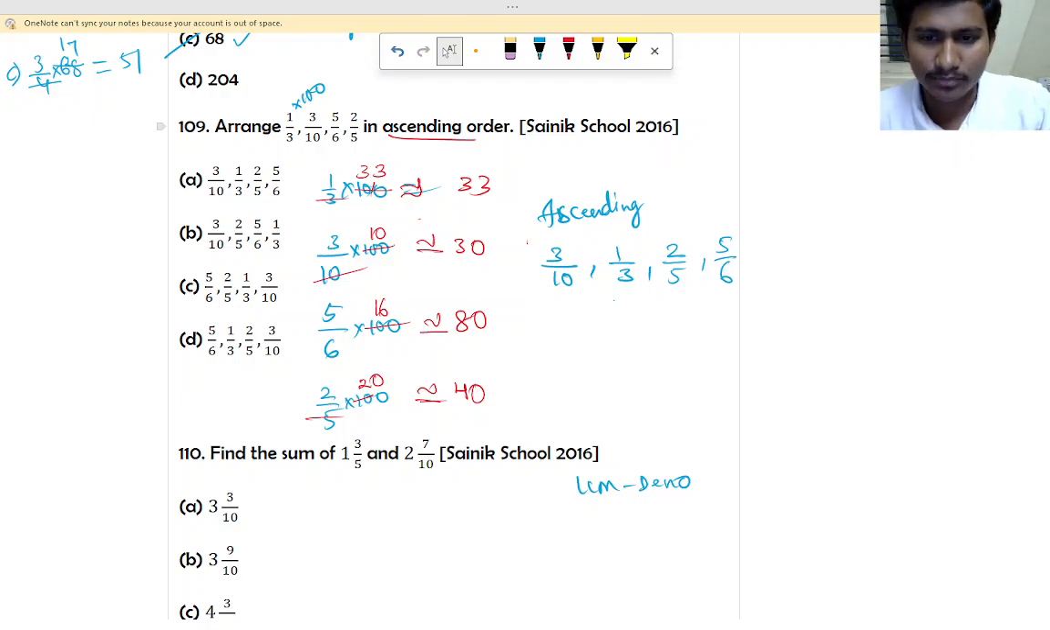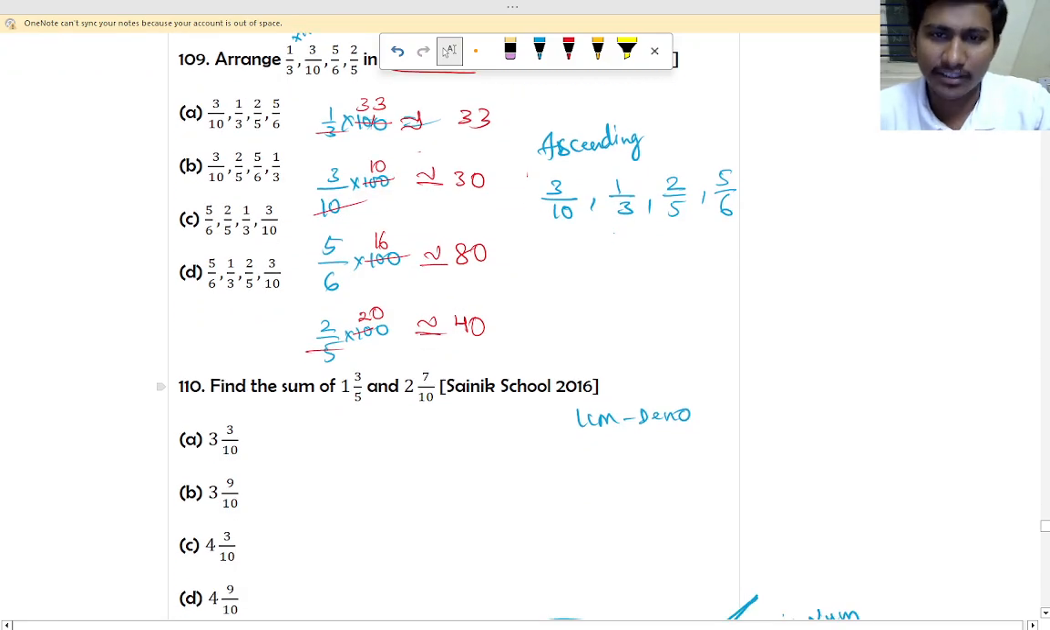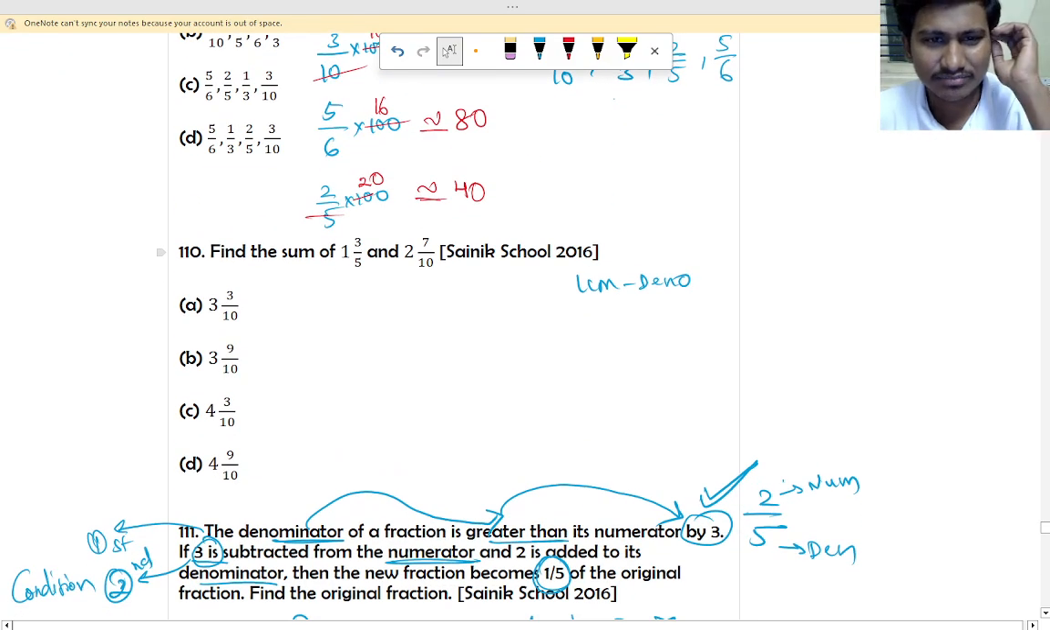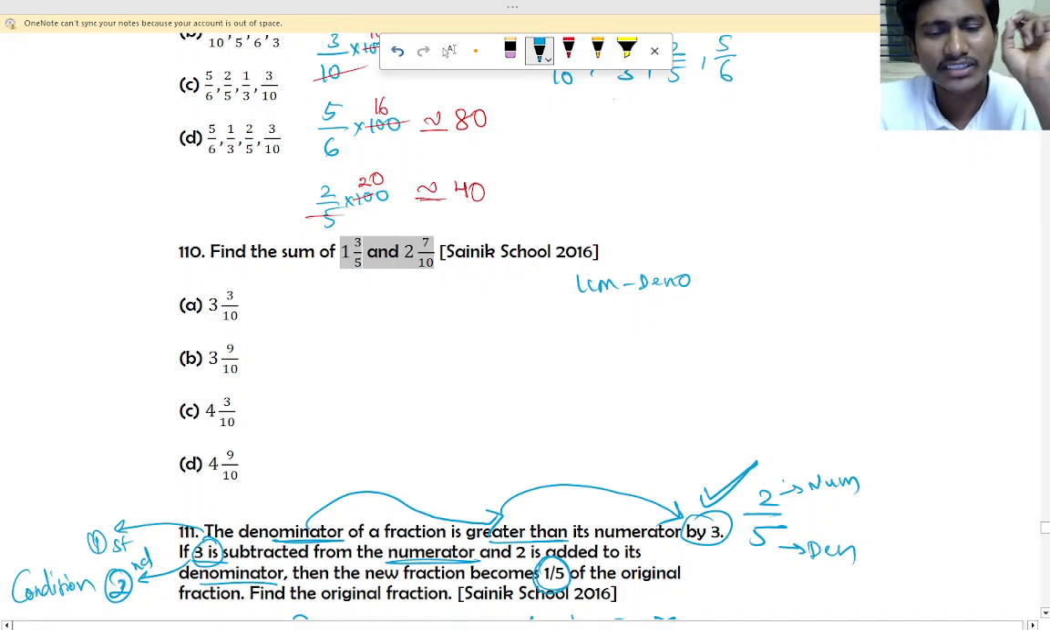Yes, sir. Okay, good. Next, let us go to 110. This is also easy, we already did it. That is addition and subtraction. For that, you have to take the LCM of the denominators. First you change it into improper form, so we multiply first and then add. 5 ones are 5, 5 plus 3 is 8, so 8 by 5 will come. Sum means plus we have to do. 10 twos are 20, 20 plus 7 is 27, so 27 by 10. It is actually very easy.